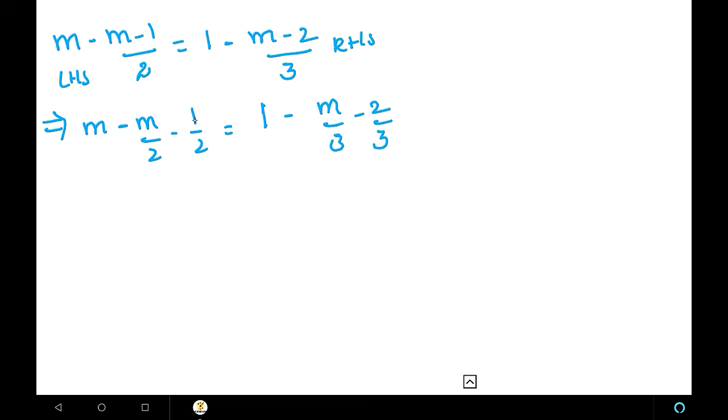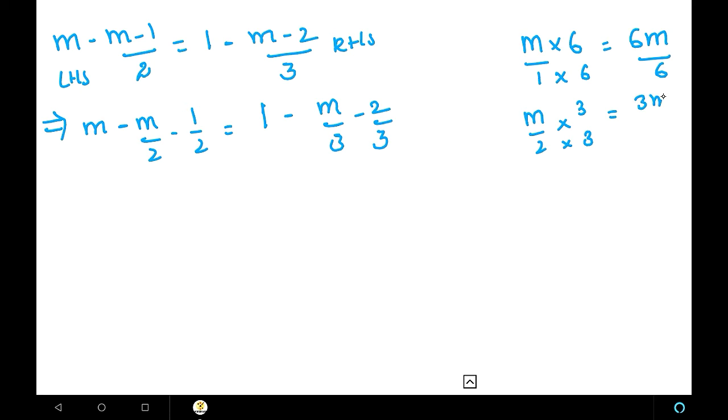Here denominators are different, so let us make everything the same. To make the denominator same, we need to multiply by 6, because I am taking the denominator of everything as 6. So 6m by 6. Next one, m by 2 into 3 into 3 gives me 3m by 6. Already I had my two denominators same. Next make all the denominators same, like 1 by 2 into 3 into 3. That gives me 3 by 6.